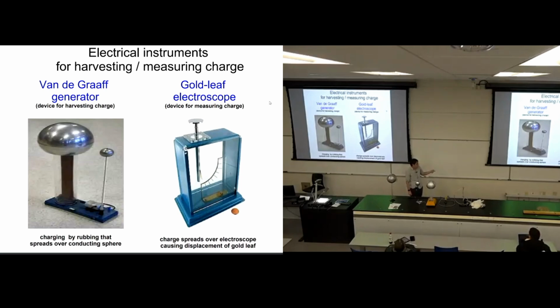Our electroscope doesn't have a gold leaf. We couldn't afford it, but we have an electroscope. So this is the Van de Graaff generator, and this here is the electroscope.